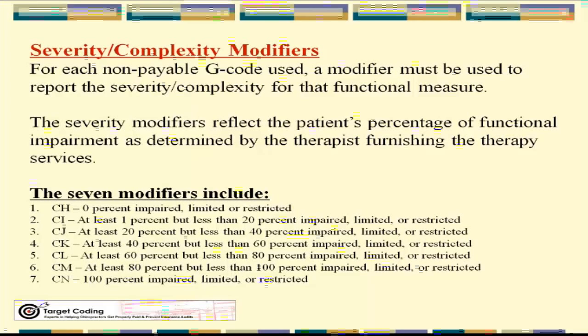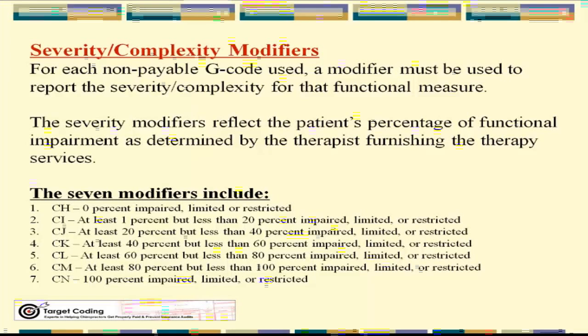So CH, 0 impairment. CI, 1 to 20%. CJ, 20 to 40. CK, 40 to 60. CL, 60 to 80. CM, 80 to 100. CN, 100% impaired. So you're going to use the modifier that reflects the score from a measurement tool, like the outcome assessment form, or some other functional evaluation.